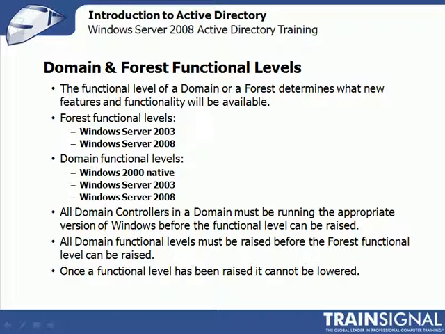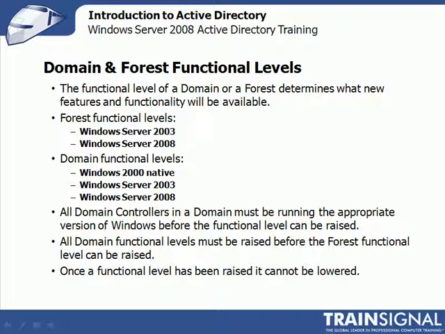All right, so now that we have all of the different components defined, I want to talk to you briefly about something called domain and forest functional levels. I say briefly because we are going to talk about this in more detail in upcoming lessons. There are many different things we're going to talk about as we go through the course that relate to a certain domain or forest functional level. So I want to give you the basic underlying concept right now. The functional level of a domain or forest determines what new features and functionality will be available.